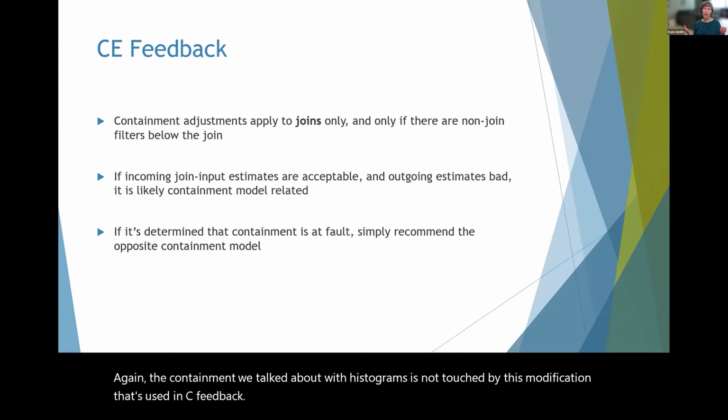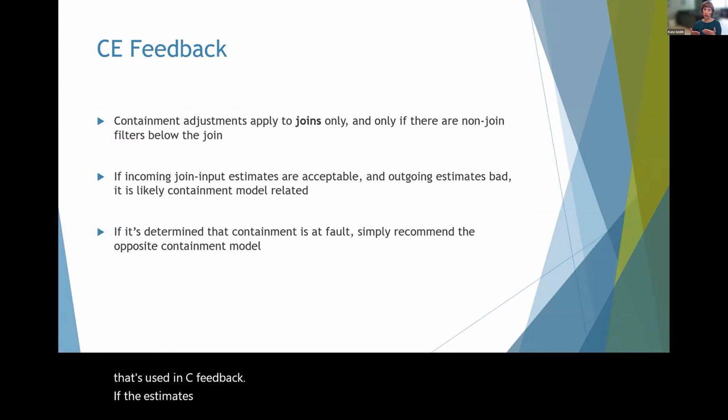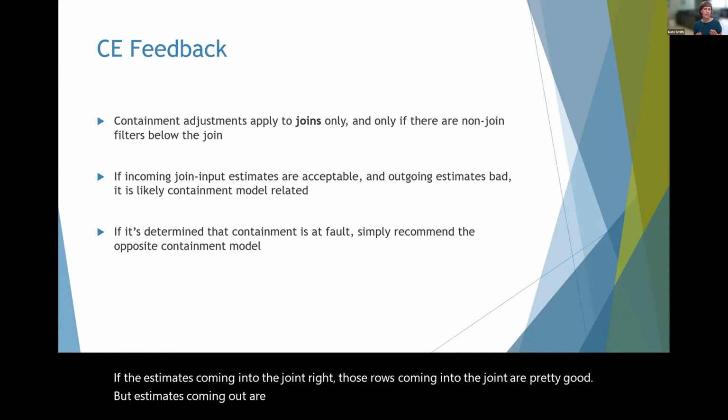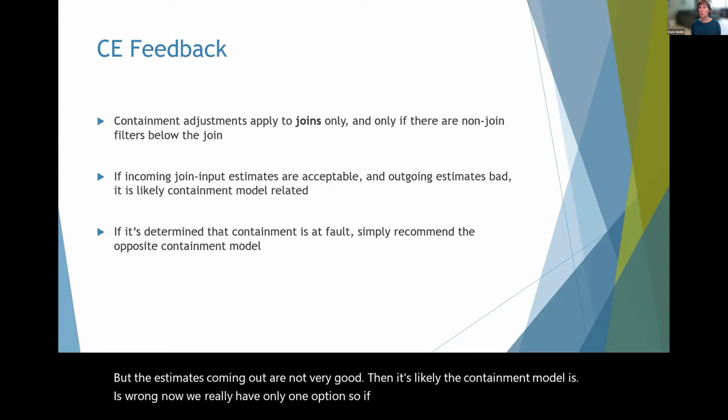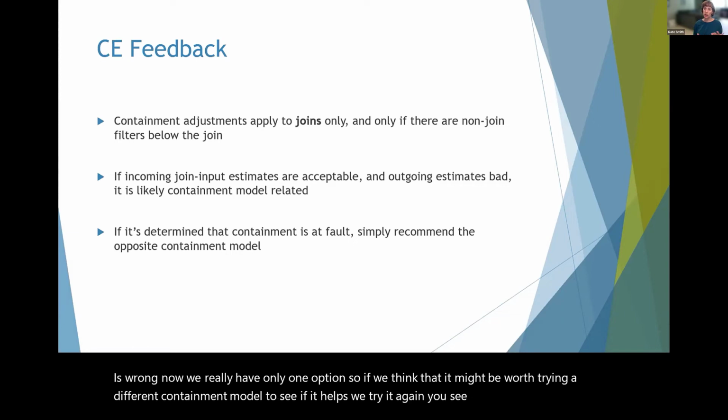If the estimates coming into the join, those rows coming into the join, are pretty good, but the estimates coming out are not very good, then it's likely the containment model is wrong. Now, we really have only one option. So if we think that it might be worth trying a different containment model to see if it helps, we try it. Again, you've seen already how CE feedback will try something.